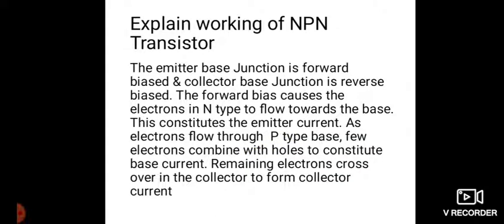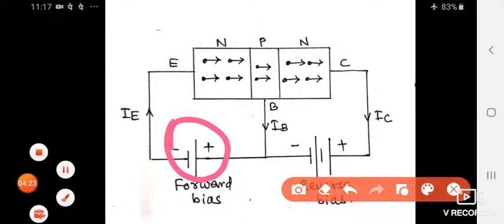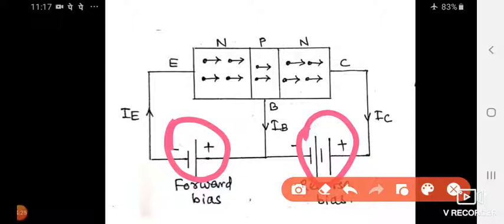Now, coming to the working of NPN transistor. Let us see how the NPN transistor works. For that, refer to this diagram, which will give you a clear idea of how the transistor works. One thing you remember for the transistor: always the input junction is forward biased and the output junction is reverse biased. You can observe here the input junction is forward biased and the output junction is reverse biased.